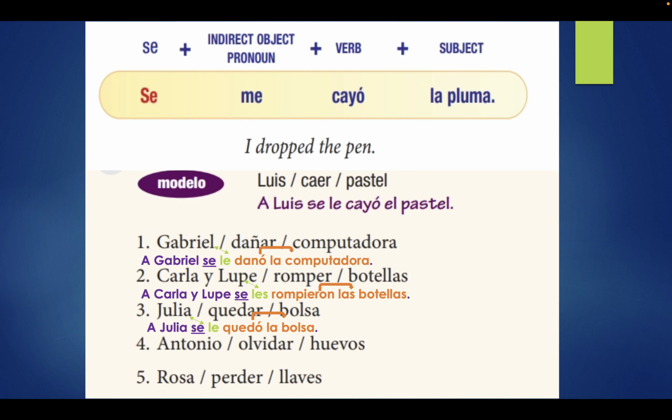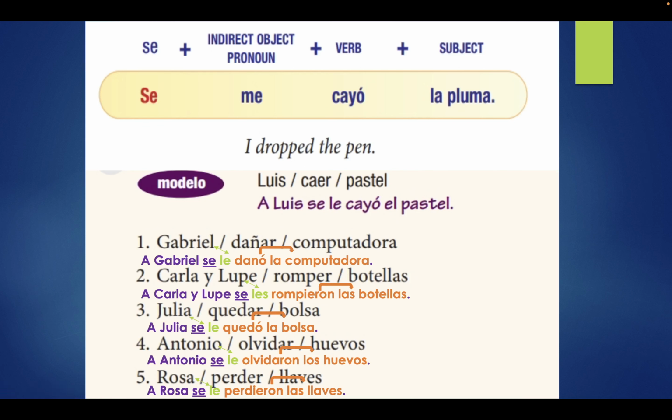Número 4. Antonio olvidar los huevos. Antonio forgot the eggs, or literally the eggs were forgotten by Antonio. So we start again with his name, Antonio. We always use the word se. And then he forgot the eggs, which is plural. A Antonio se le olvidaron los huevos. Again, in this case, le is agreeing with Antonio, and olvidaron agreeing with the eggs, los huevos.